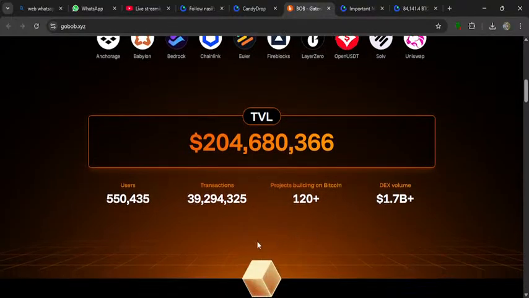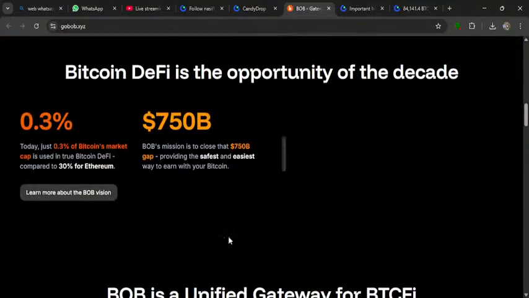And this token's TVL is 204 million, with 680,366 and users 550,435. Transactions 39 million 224,325, and projects building on Bitcoin 120 plus, with volume of $1.7 billion.